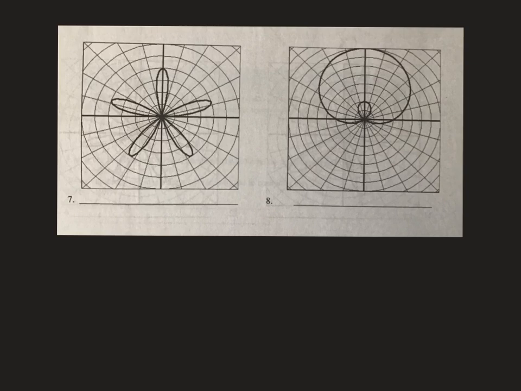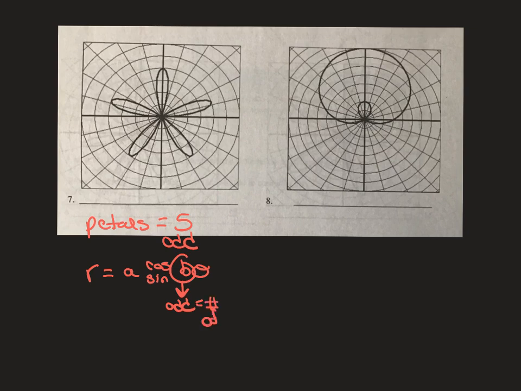Okay, so for number 7, it's a rose, a flower. They're so cool that we can draw flowers on our calculators. There's an odd number of petals. So petals equals 5, and that's an odd number. So remember that means that your B value in r equals a cosine or sine, depending on which one we're going to use, B theta. This B, if it's an odd number of petals, then we leave it. If it's even, we double it: 2 times the number of petals.